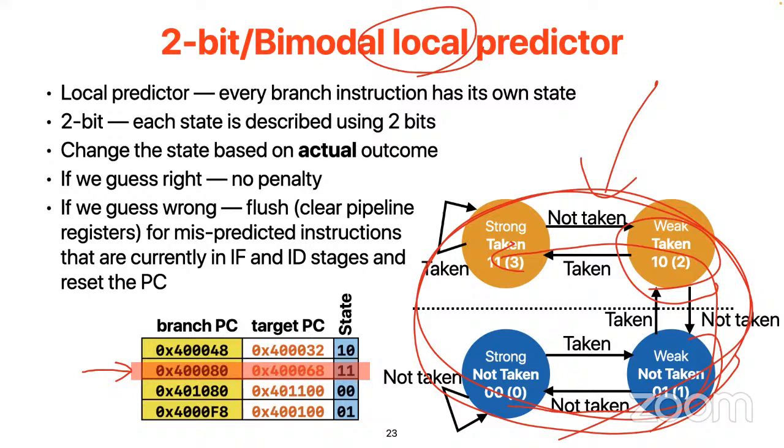So if I'm currently at 0, and the threshold is 2, it means that I need to see two consecutive takens to make the prediction taken. Or if I'm currently at 3, I have to see 2 consecutive not takens to make it predict not taken, which reaches 1.